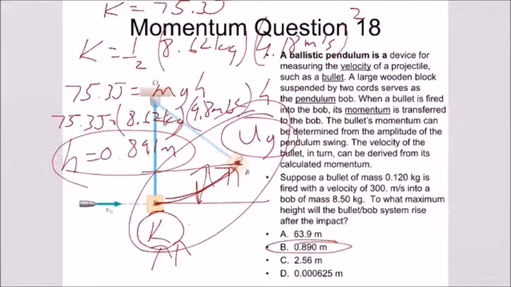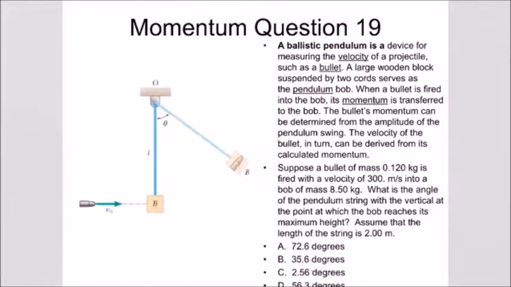So let's move on to problem 19. Same setup. This time we want to know what is the angle of the pendulum string with the vertical at the point at which the bob reaches its maximum height. So we want to know what's this angle right here. So the first thing we're going to do is draw a triangle from the center of our box over to the edge. The problem tells us that the length of our string here is 2 meters. We're going to call this distance x.